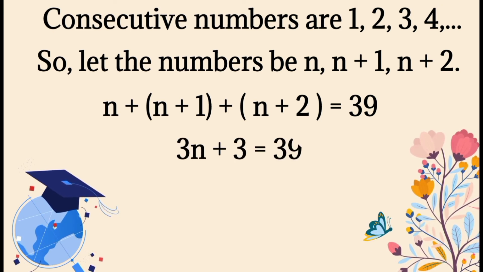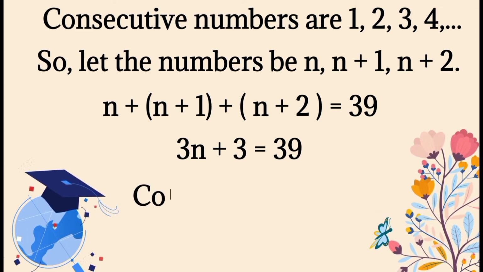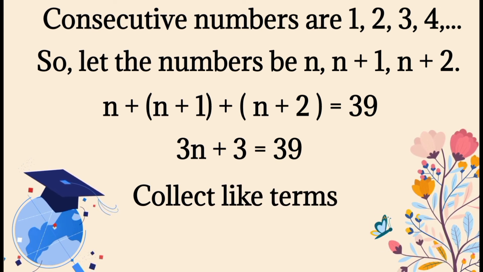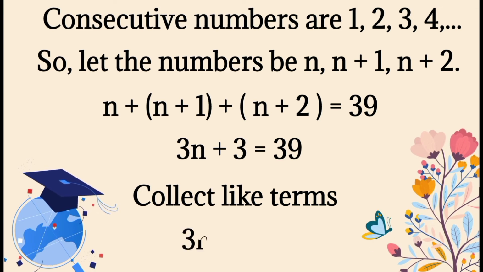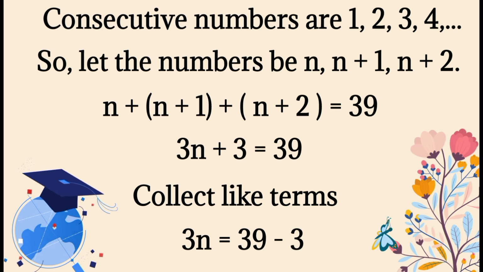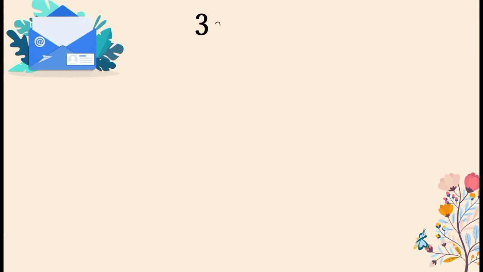Now we need to collect like terms and sum up accordingly. So adding all the n's together, we have n plus n plus n, which is 3n, then 1 plus 2, which is 3, that gives us 3n plus 3 is equal to 39. So the next step is to collect like terms. In collecting like terms, we have 3n is equal to 39 minus 3. So 39 minus 3 will give us 36. So that means we have 3n is equal to 36.